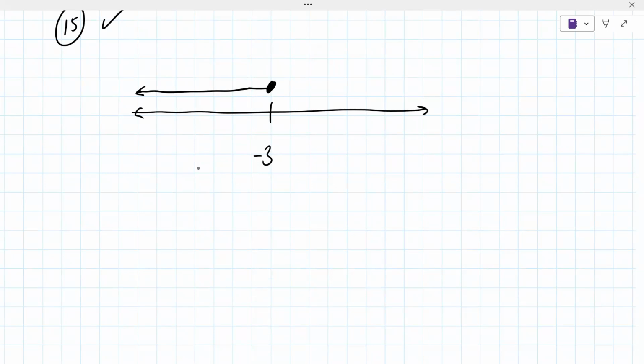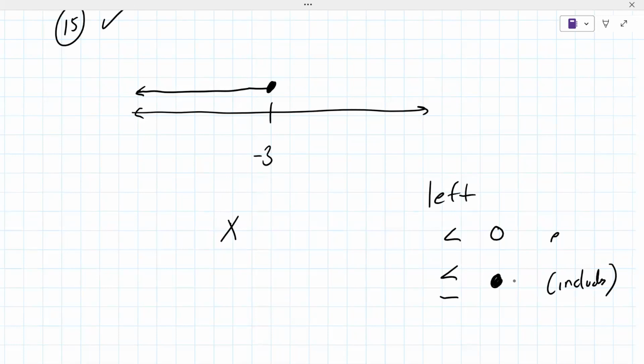All right, so you need the variable, which you don't have, so we could use X. If it's going left, left is typically these two symbols. And if it's an open circle or filled in circle, you use the appropriate one. The filled in circle includes, this excludes. So this would be X less than or equal to -3.